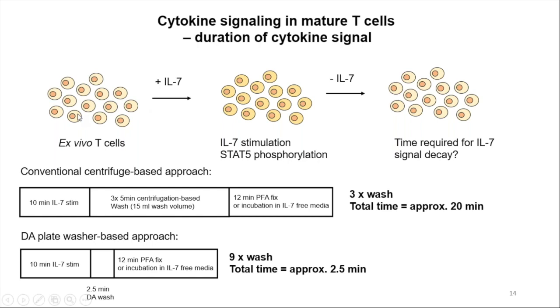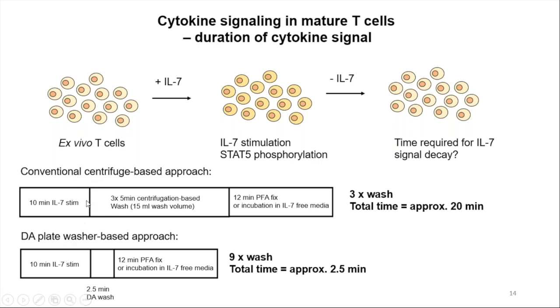So we are looking at ex vivo freshly isolated T cells. We stimulate them with IL-7. This will induce the STAT5 phosphorylation. And after this step, we wash off the cells to remove IL-7 and fix our cells, followed by methanol permeabilization at different time points to allow us to examine the signal decay. And for this, we compared both conventional centrifuge-based approach and the DA plate washer-based approach.